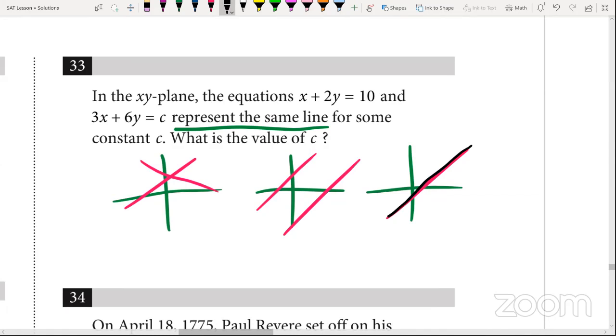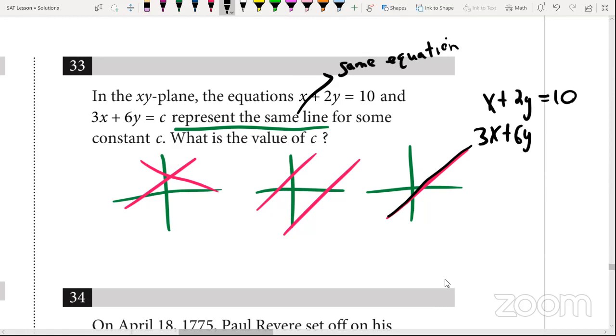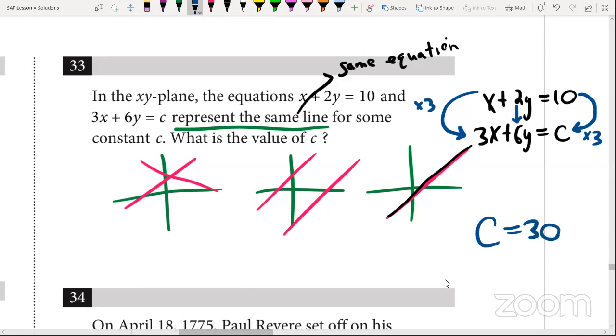So what does it mean to be the same? It means every corresponding part matches up, the slopes and the y-intercepts. So there's a couple of ways to do this. But if they're the same line, they're just the same equation. A really easy way to do this is to just line them up. So you have x plus 2y equals 10. And 3x plus 6y equals c. So these are the same equations as one another, and they're already lined up. So how did we get from x to 3x? We multiplied by 3. 2y to 6y, we multiplied by 3. So how should we get from 10 to c? By multiplying by 3 again. And so c would simply be 30 for question 33.